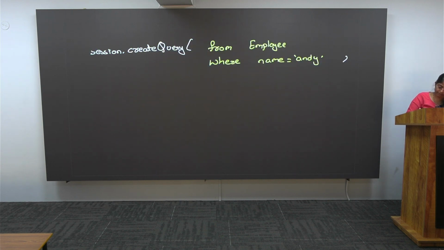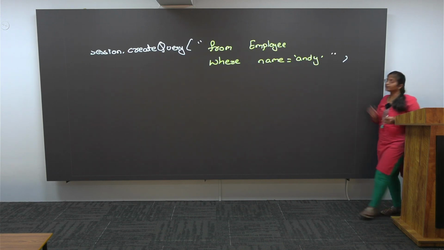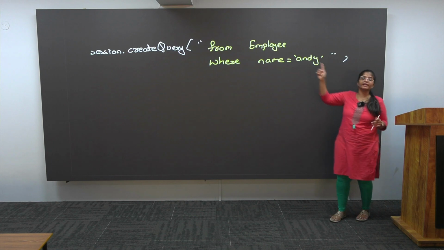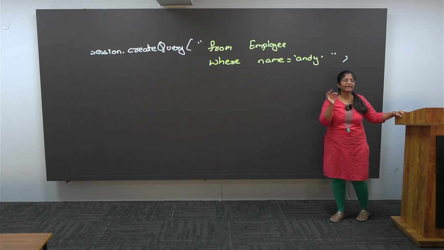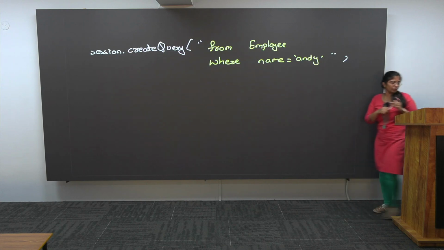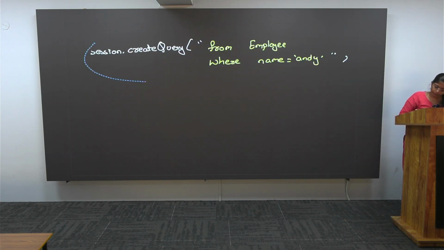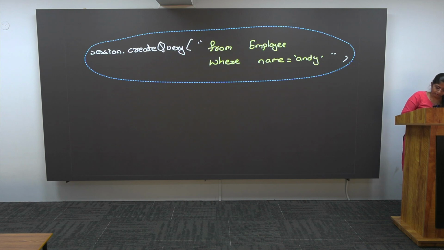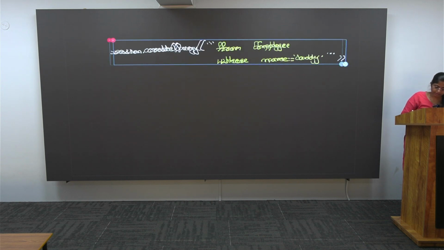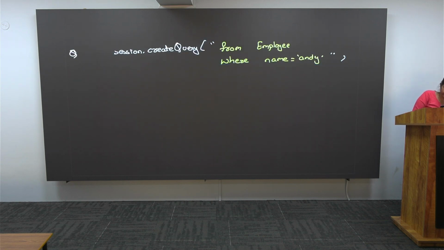And how to pass this? It has to be considered as a string. Now if you pass this, it will return one value of type Query. It is returning a value of type Query now.